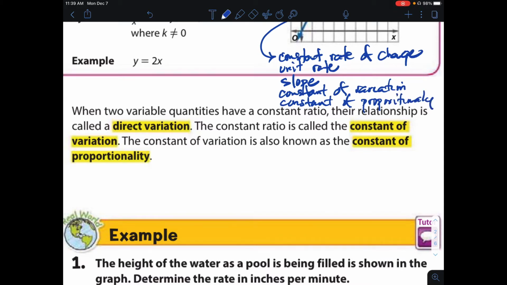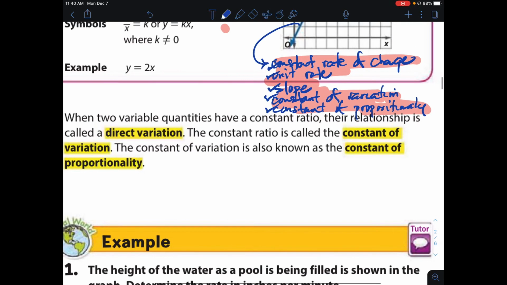And remember, these are one of the words that we described before we began the lesson. So if you notice all these terms, oops, I'm not going to erase it. All these terms mean one thing. So your constant rate of change is the same as your unit rate, it's the same as your slope. It is also the same as your constant of variation or the constant of proportionality.